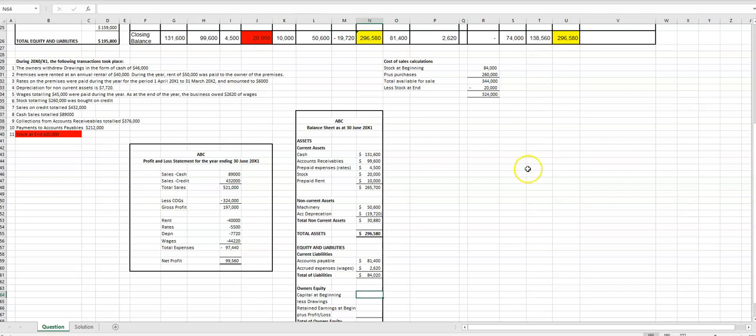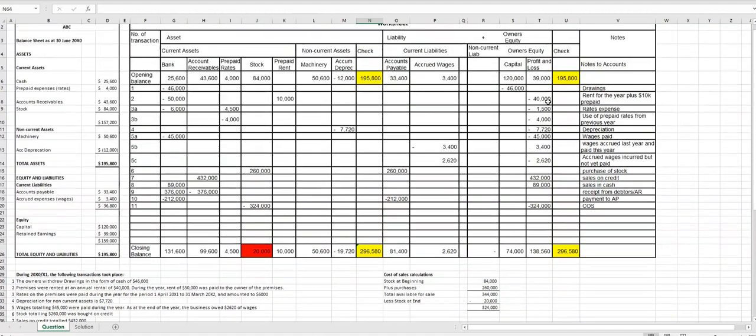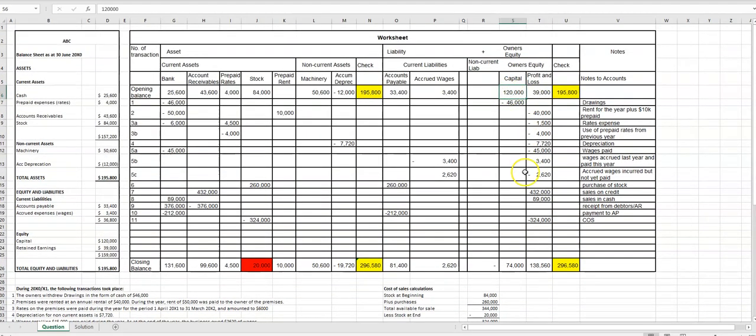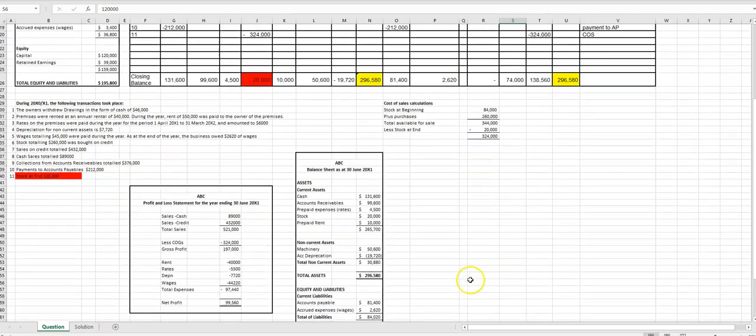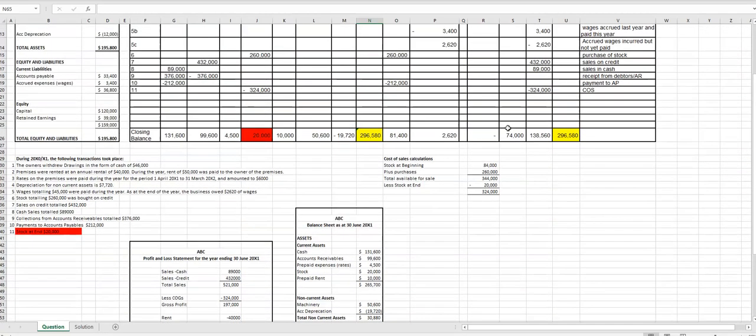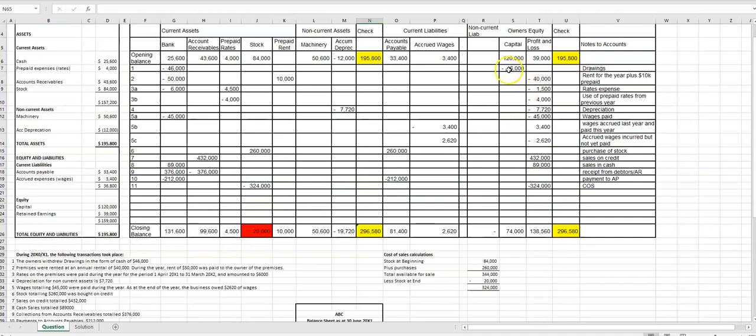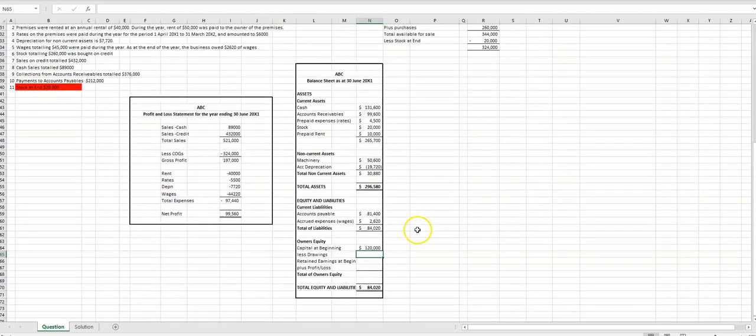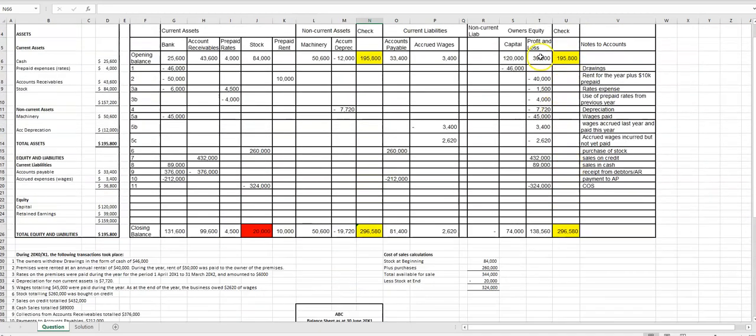Now this is a really important part when you're doing the worksheet exercise, particularly for assignment 2 and for the exam, the capital at beginning. So we actually want you to clearly detail what the capital was at beginning, so that we can have a bit of an understanding of how the business has performed. So our capital at beginning is going to be 120,000. Now we're going to subtract from that the drawings that we made in the year. So we have drawings here of 46,000. So it's subtracting 46,000.